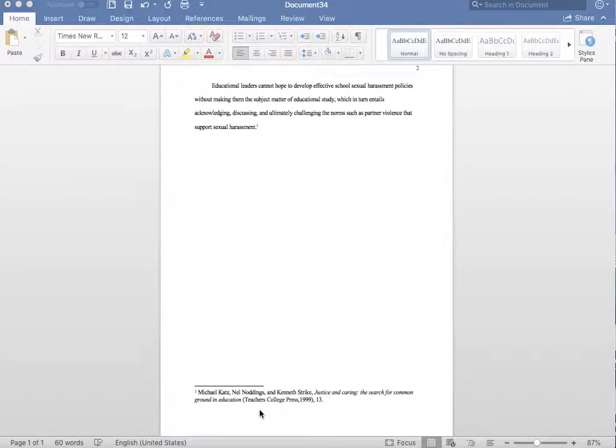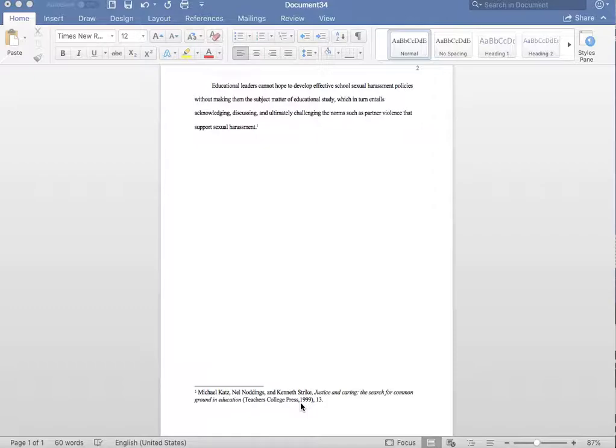Next, please insert the name of the publisher, followed by the year of publication. As you can see, this information is in parentheses, as you see here. Please insert one comma in between this information.